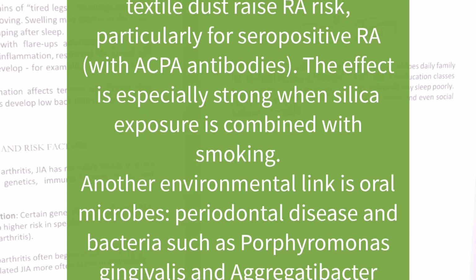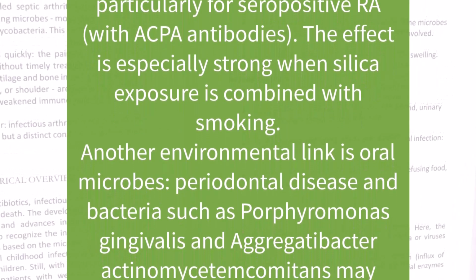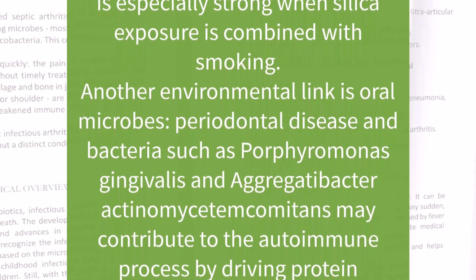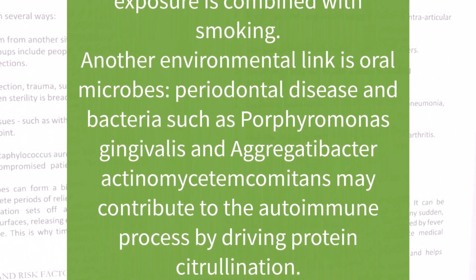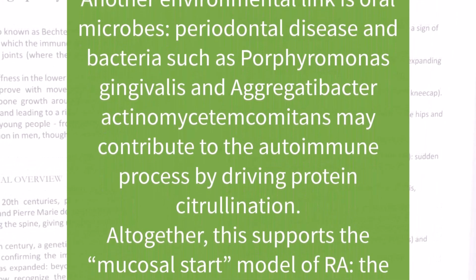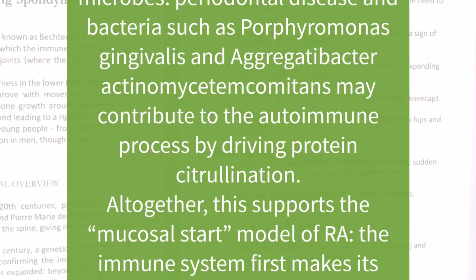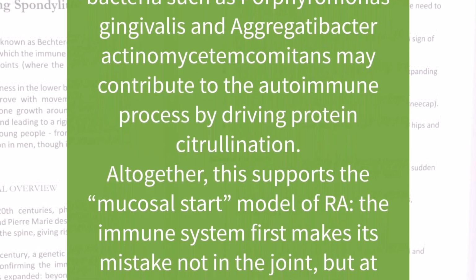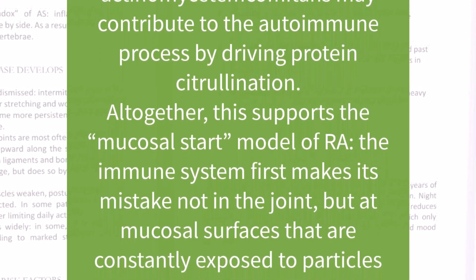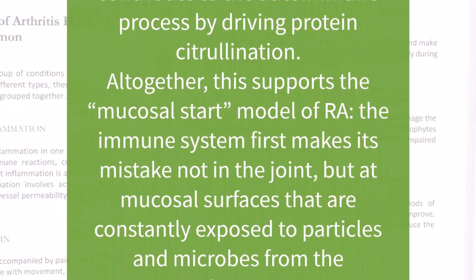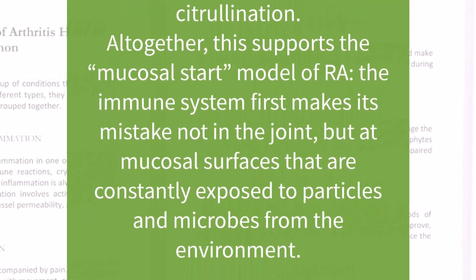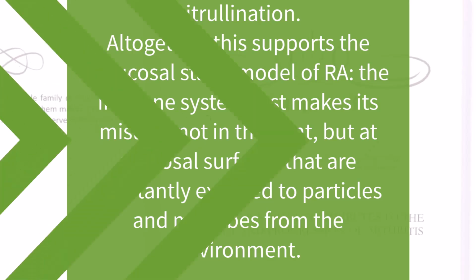Another environmental link is oral microbes. Periodontal disease and bacteria such as Porphyromonas gingivalis and Aggregatibacter actinomycetemcomitans may contribute to the autoimmune process by driving protein citrullination. Altogether, this supports the mucosal start model of RA. The immune system first makes its mistake not in the joint, but at mucosal surfaces that are constantly exposed to particles and microbes from the environment.